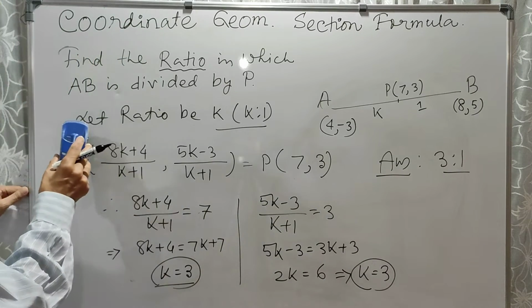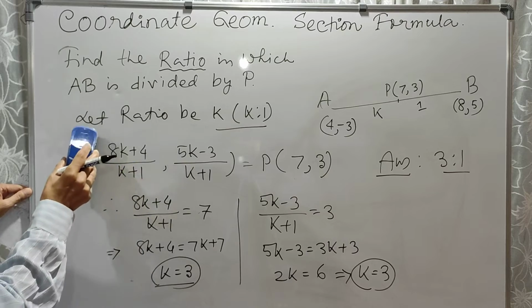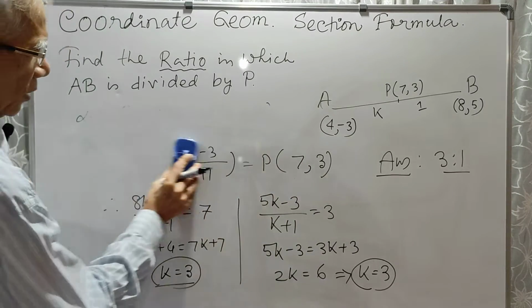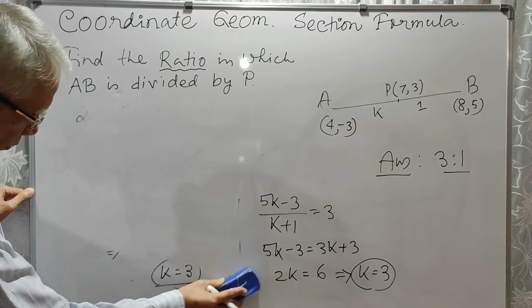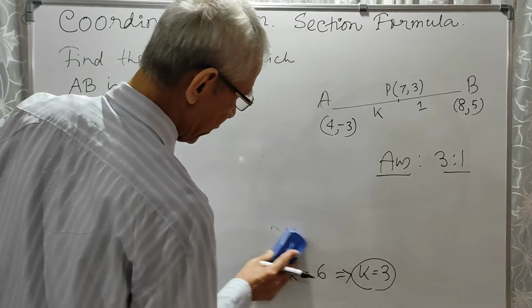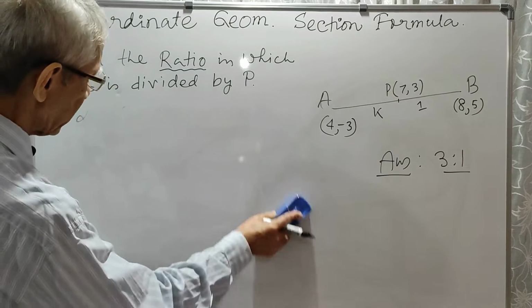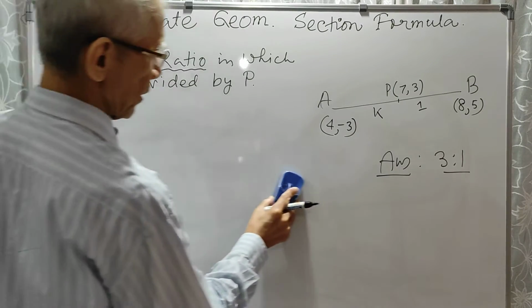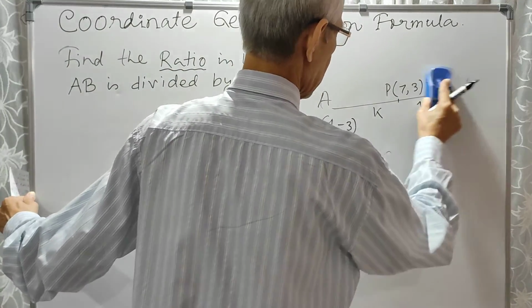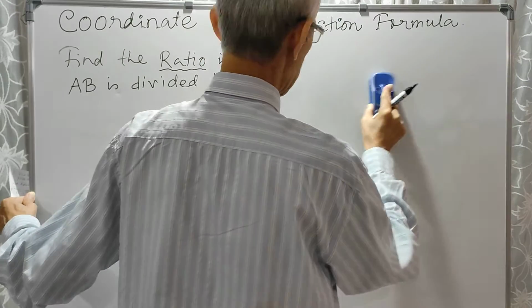Yes, the third one is slightly different. We have to find the ratio again, but this time the point is not given. In place of a point, one line is given. All right. So this is the question.